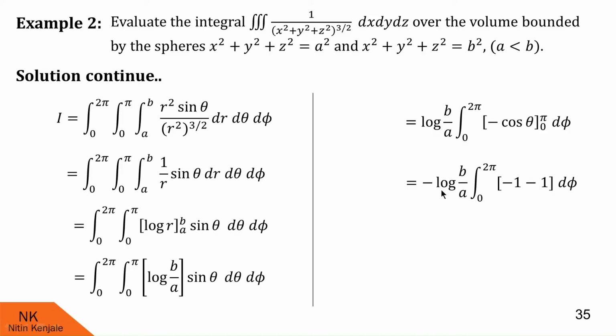So we are left with 2 log b by a outside into integral of d phi over the limit 0 to 2 pi. Integral of d phi is phi over the limit 0 to 2 pi. After substituting these limits in phi, we get 2 pi. 2 pi into 2 is 4 pi into log b by a as it is. This is the value of the given triple integration evaluated with the help of spherical coordinates.